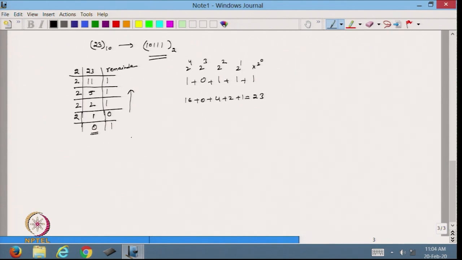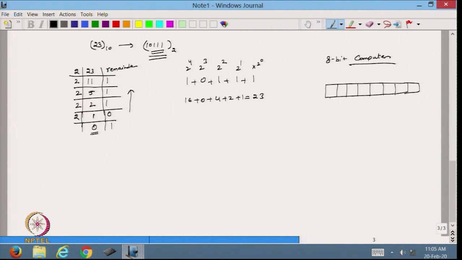Now, this is the integer we are representing. Suppose I have 23. In this case my number will be represented by this. Now, in the computer, suppose I have an 8 bit computer. So, 8 bit computer means I have a memory that is divided into 8 bits. So, 1, 2, 3, 4, 5, 6, 7 and 8.